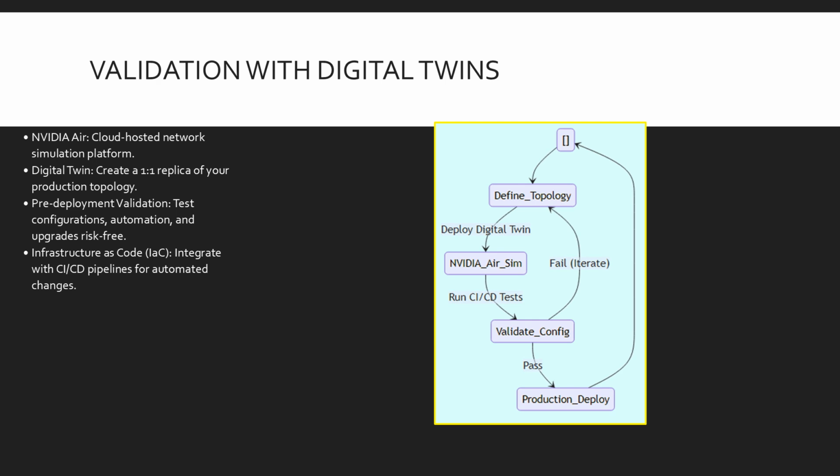This final workflow diagram shows the validation lifecycle. We start by defining topology, then move to NVIDIA Air Sim to deploy the digital twin. From there, we enter validate config where we run automated tests. If they pass, we move to production deploy. If they fail, the arrow loops back to the start, allowing us to iterate safely. This circular feedback loop is the essence of a robust, risk-averse design process.